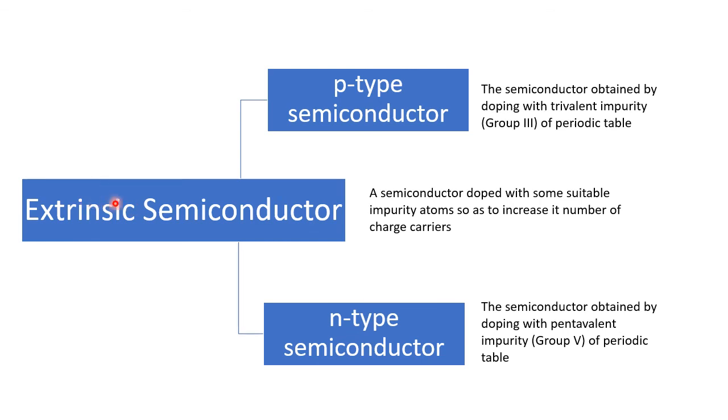So your extrinsic semiconductor is further classified into p-type and n-type semiconductor. In p-type we have trivalent impurity. If you have trivalent impurity, you have a hole, and when you dope it to make an n-type semiconductor, that is with pentavalent impurity, that means you have an extra electron. Fine.